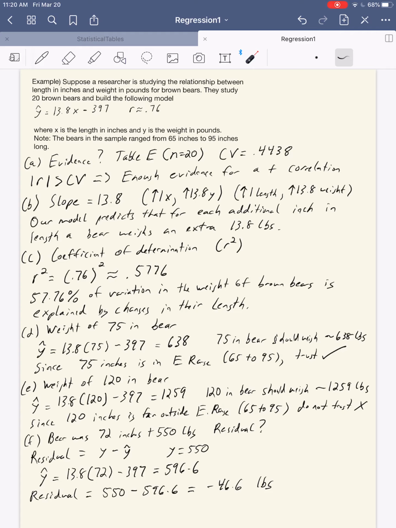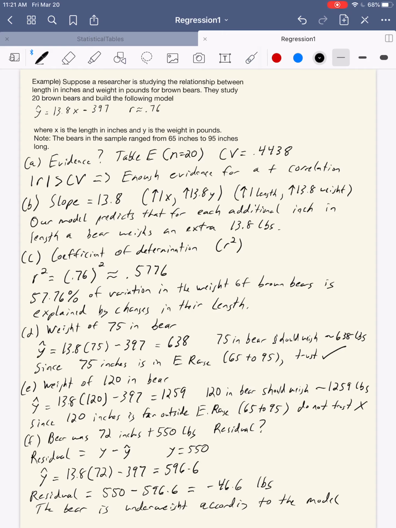That's because they actually weighed 550 pounds, but we predicted it should have been 596.6. According to our model, is the bear under or overweight? Well, that's pretty simple, right? According to the model, it should have weighed close to 600 pounds. It's only 550. So the bear is underweight according to the model.